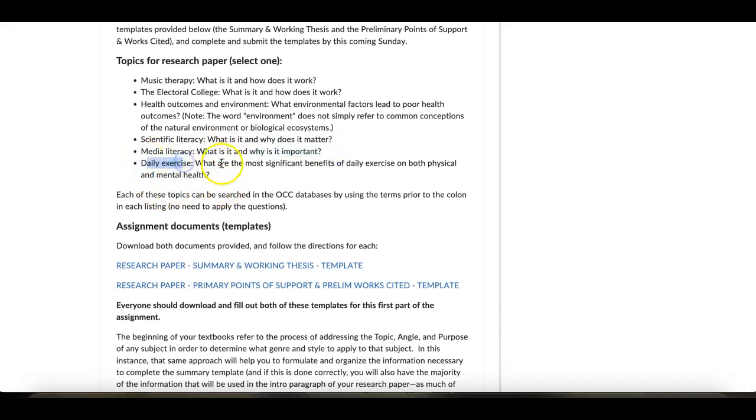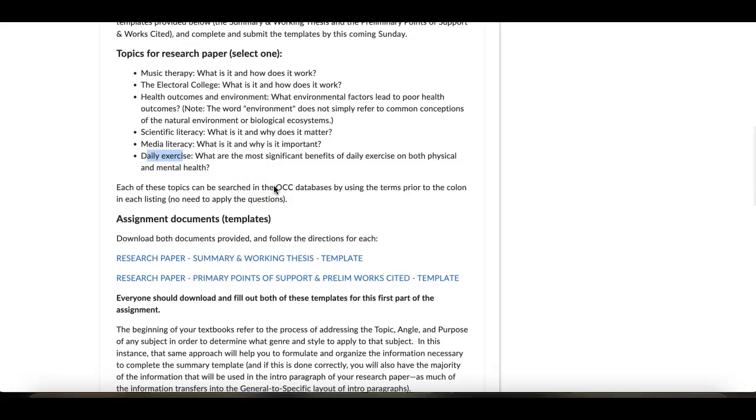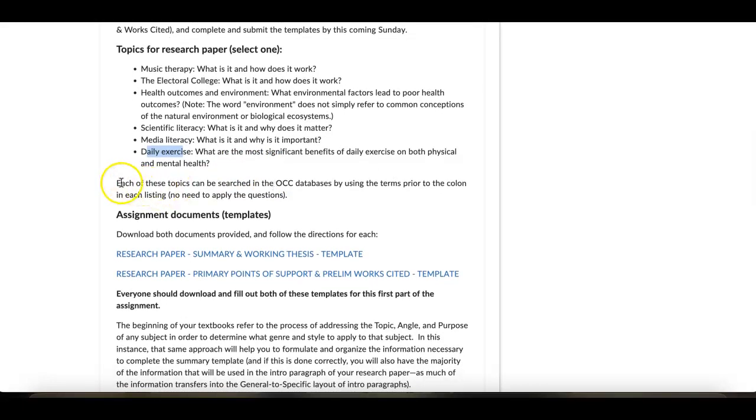And then daily exercise. What are the most significant benefits of daily exercise on both physical and mental health? These are things that have been studied a great deal, and there have been a lot of breakthroughs on foundational research, and then also what used to be foundational research and now is changing some things currently because of knowing how significant some of these things are.